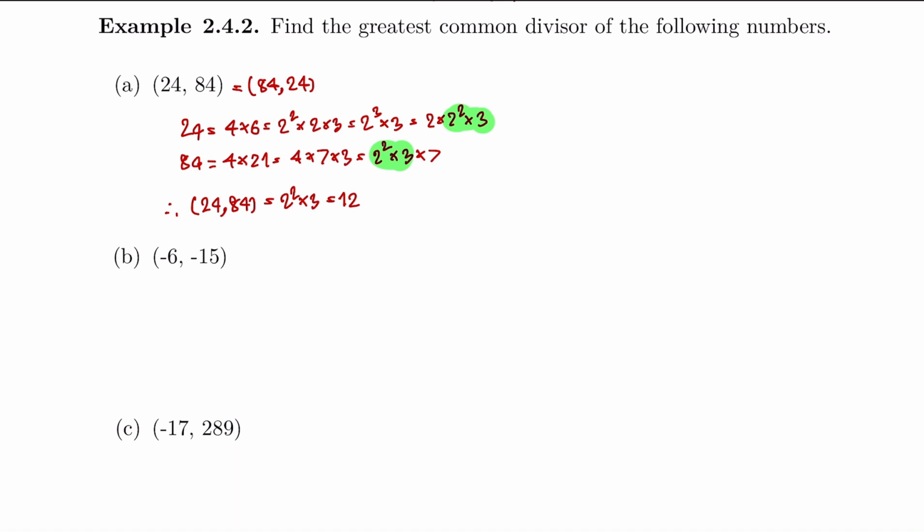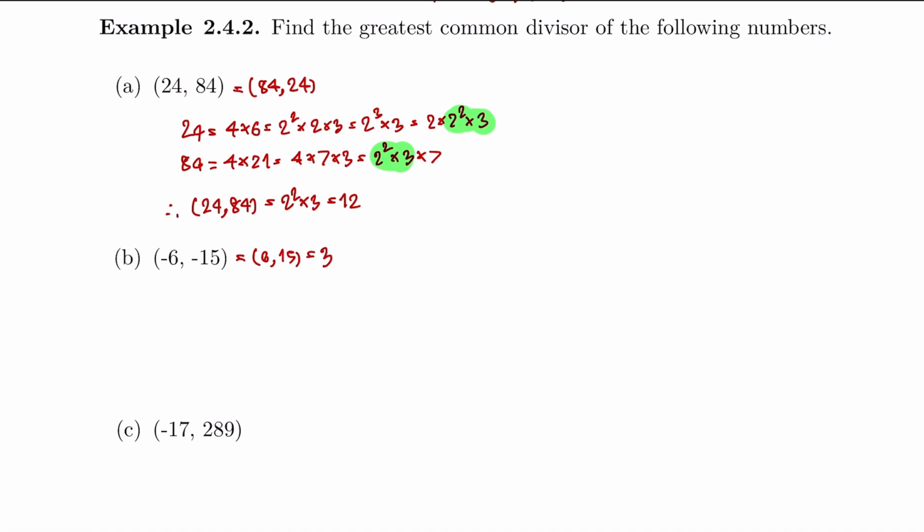Now let's go to the next one, this one right here. If you don't like the negative sign, you might try to write 6 and 15 like this. I think you can find it instantly, which is 3. Okay, it's just 3 because what is 6? 6 is 2 times 3. 15 is 3 times 5, and the common divisor is 3, so the largest one must be 3. That means that the greatest common divisor of minus 6 and minus 15 is just 3.